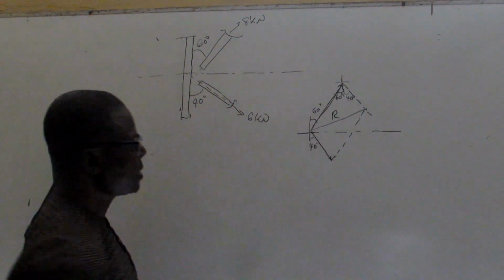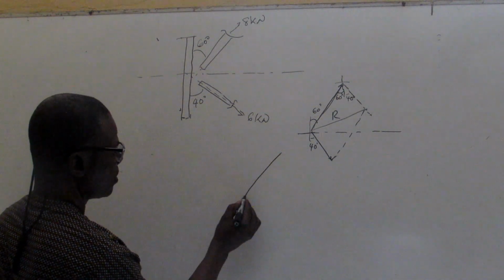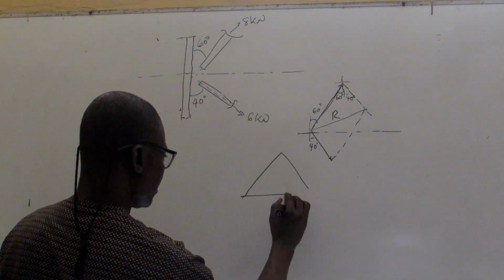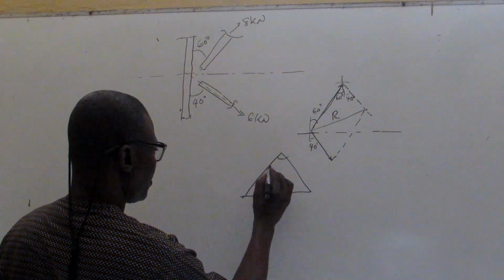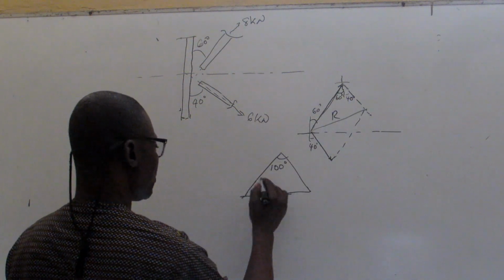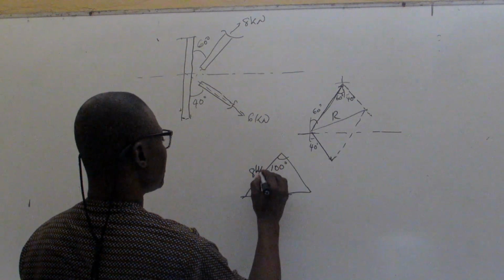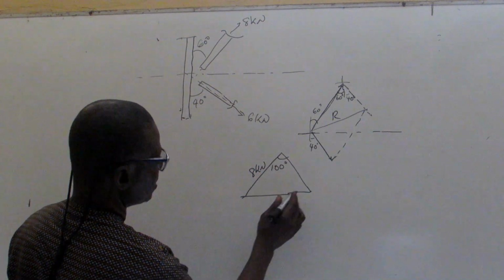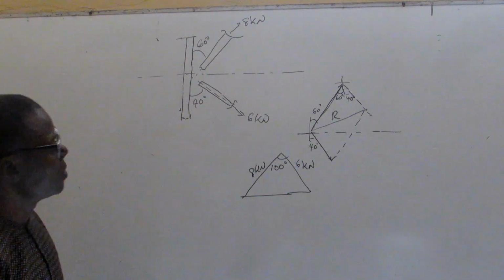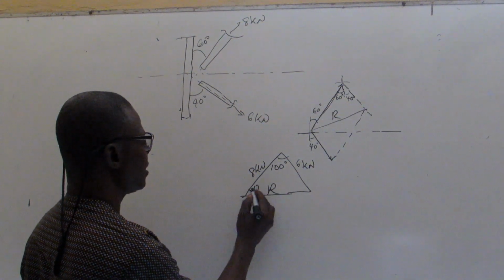From here, we can extract a triangle. Here will be angle 100 degrees because 60 plus 40 is that. And this value here is what? 8 kilonewton. And this one is what? 6 kilonewton. So we have our R. We are looking for this angle here, theta.